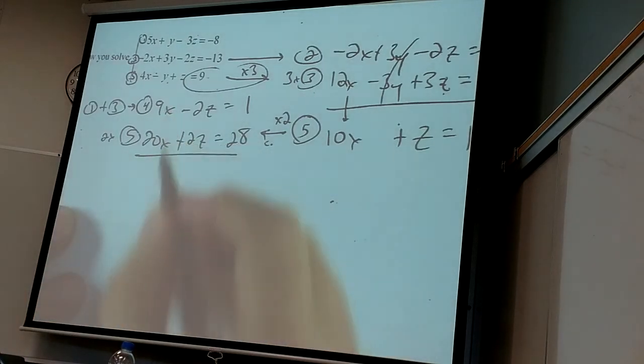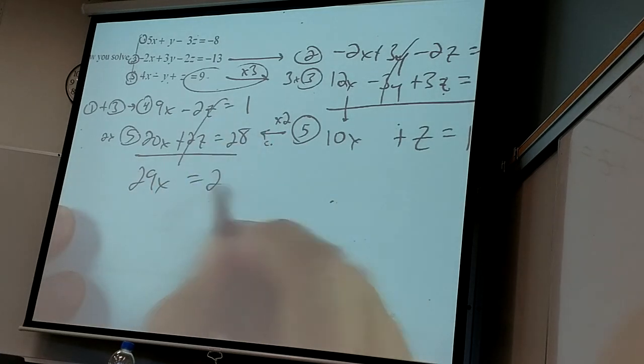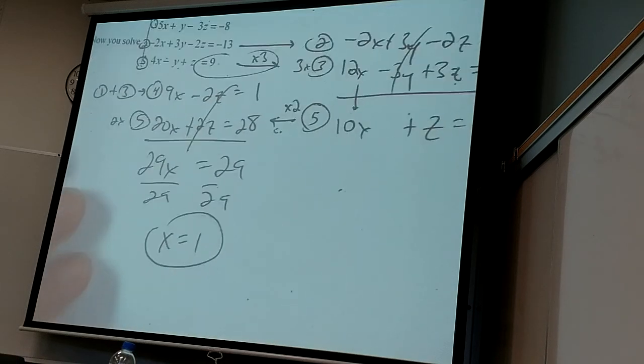Alright, so now when I add these, I get 29x, bam, equals 29. Alright, Jeff, calm down. I get x is 1.